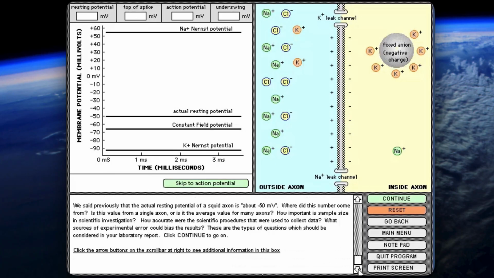We said previously that the actual resting potential of a squid axon is about minus 50 millivolts. Where did this number come from? Is this value from a single axon, or is it the average value for many axons? How important is sample size in scientific investigation? How accurate were the scientific procedures that were used to collect data? What sources of experimental error could bias the results? These are the types of questions which should be considered in your laboratory report.